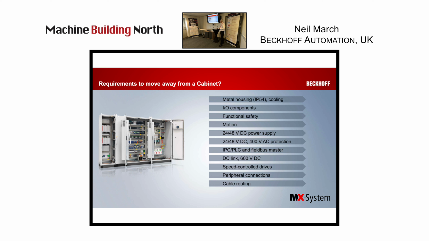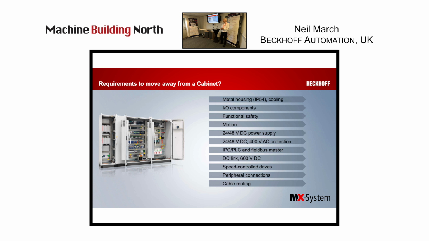So, what are the requirements to move away from a cabinet? Well, first of all, you've got a housing to consider. Once you move that cabinet, you then have to replace the function of that housing. There are I/O components, functional safety as well, that's contained within there, motion, and the power supplies. The generation of 48 and 24 volt all need generating, as well as protection for the DC voltage and AC voltages as well.